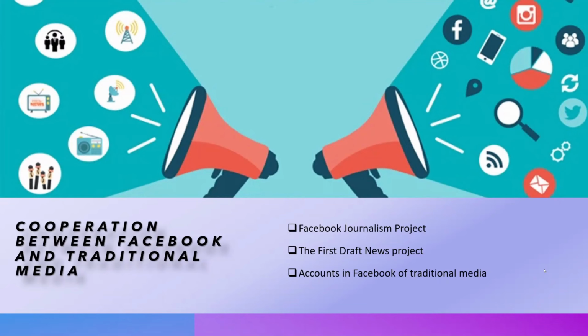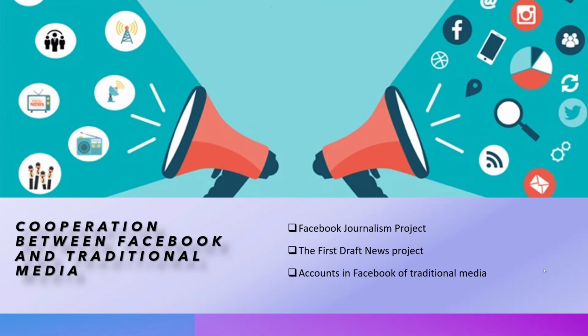Of course, social networks and traditional media are competitors. An advertiser should choose between them when placing ads. But on the other hand, social networks and traditional media actively interact, increasing the efficiency of each other's work. Let's discuss some examples of such cooperation.